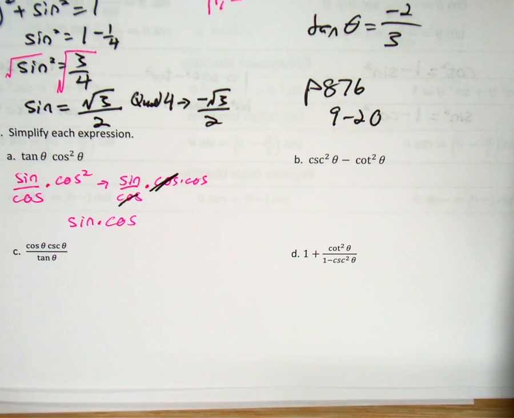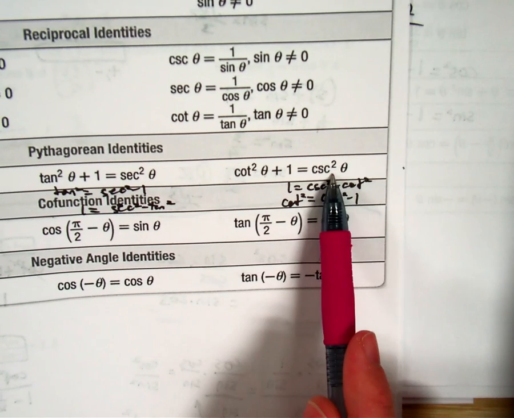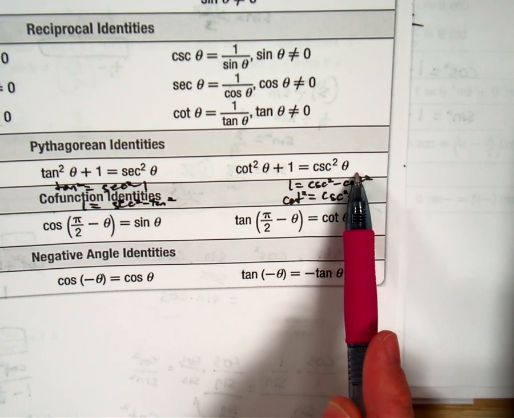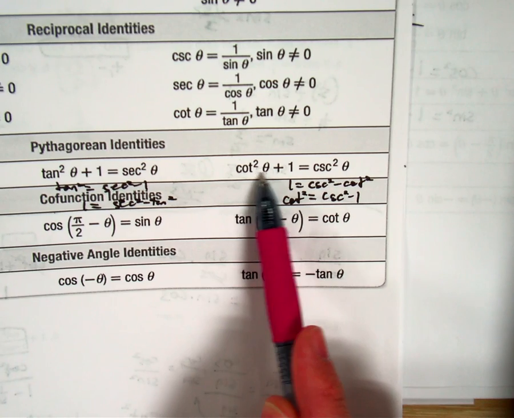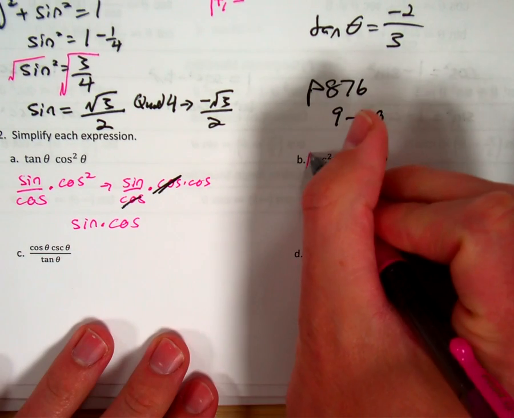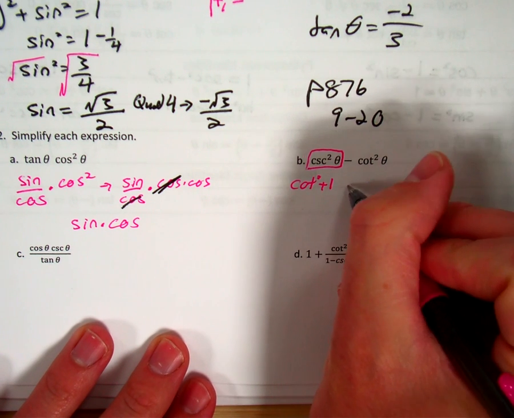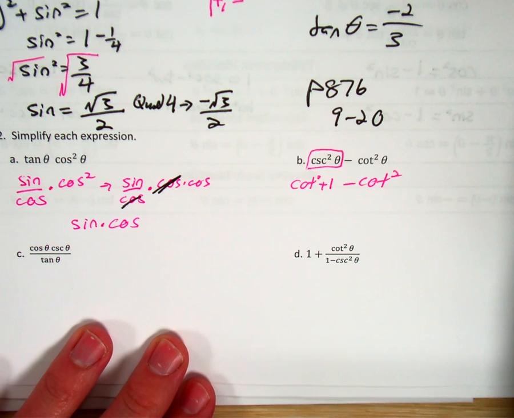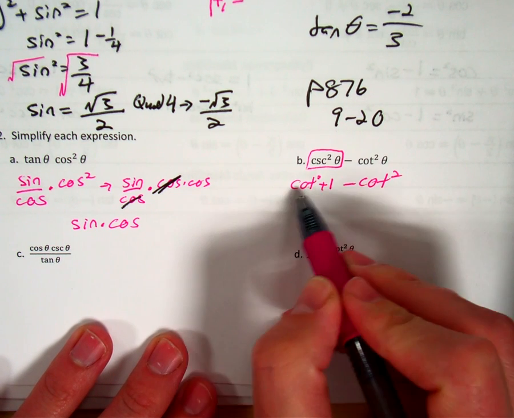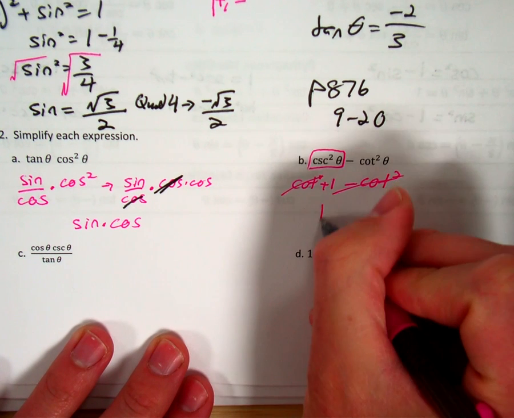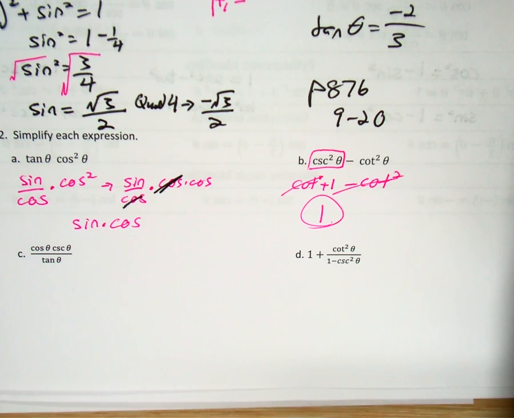Cosecant squared minus cotangent squared. Okay, so this one, we have a nice substitution we can use. Cosecant squared equals cotangent squared plus 1. So this spot is going to be cotangent squared plus 1, and then we have minus cotangent squared. So cotangent squared minus cotangent squared is just 1. All right, moving on.